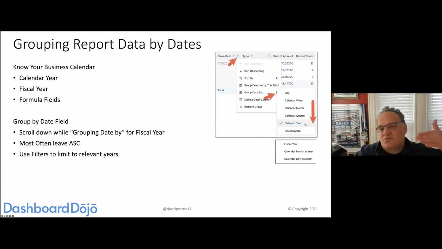I think a lot of us want to see ascending, so I want to see the data from 2015, 2016, 2017, 2018, essentially from left to right. And then the other thing you want to do, especially when grouping by dates, is go down to the group date by. When you see that, it's going to show you day, calendar week, calendar month, calendar quarter, calendar year, fiscal year. It may not be obvious, but if you hover just for a second and you scroll, a scroll bar appears and you can scroll down, and there are 3 more choices.